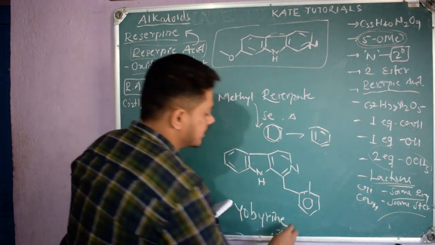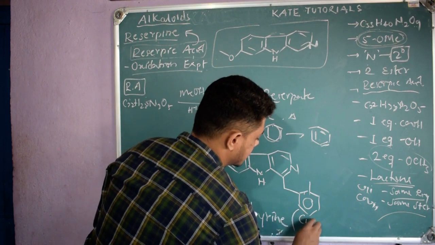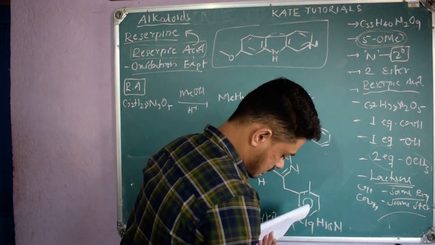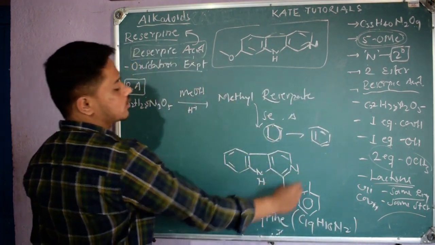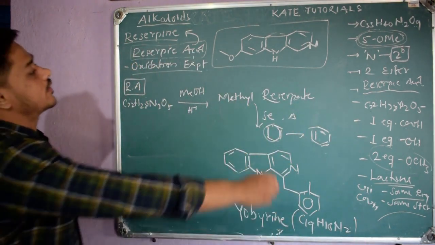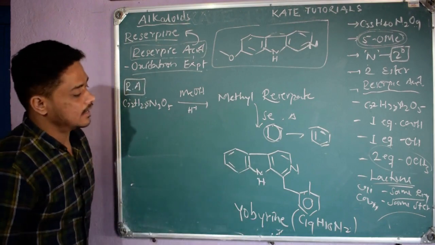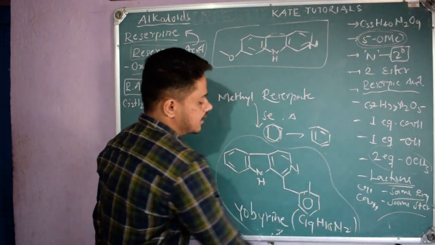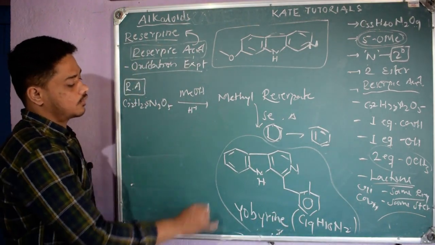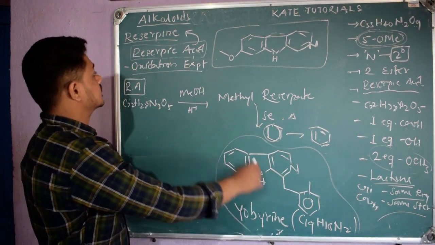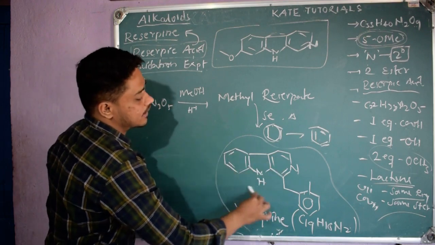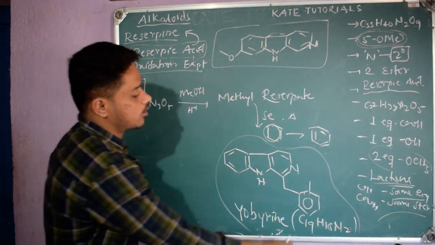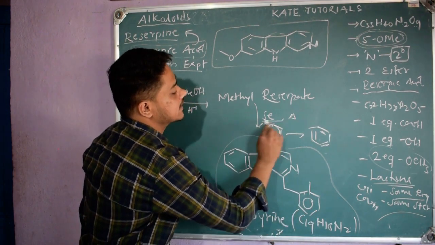right? Yohimbine, and they saw the molecular formula of this to be C19H16N2, right? Two nitrogens, right? So to give the evidence for this, they did this reaction and they got an aromatic compound, that is yohimbine, and they got its formula, right? So from that they concluded that this reserpic acid has got this kind of structure and there is continuation of the chain like this, and this aromatization happened because of this selenium heating.